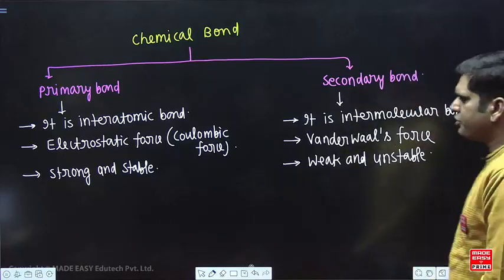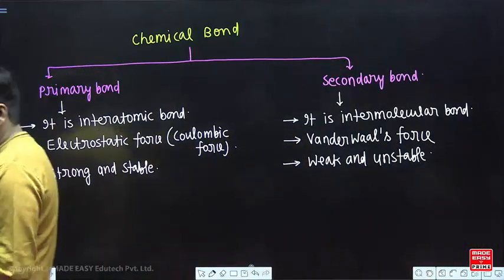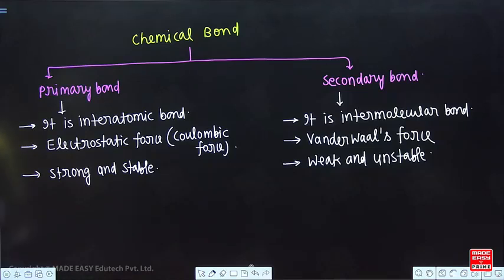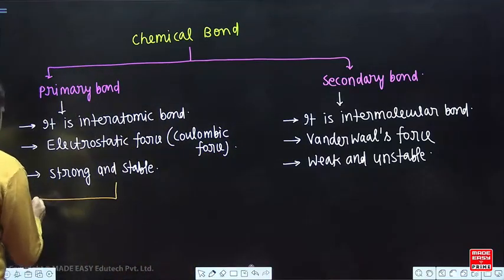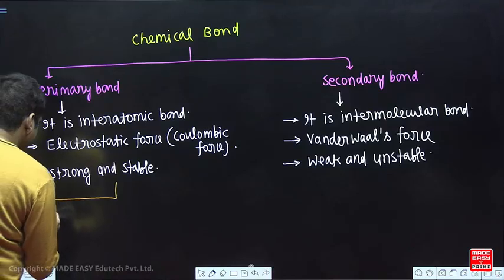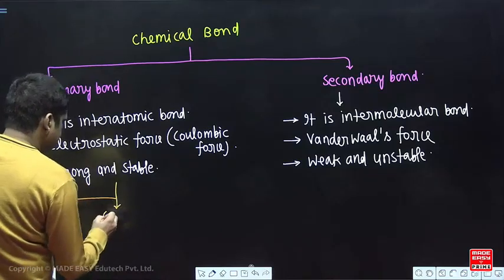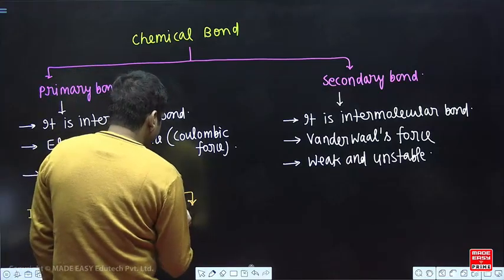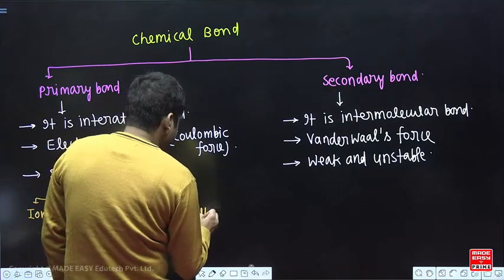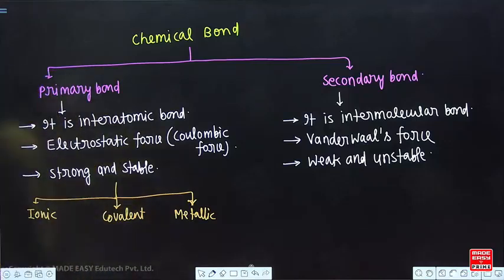Now one by one we will try to study all these bonds. Please note down. We have broadly three kind of primary bonds. They are ionic, covalent and metallic. So we need to study all these three kind of bonds. Similarly, we will be studying three types of secondary bonds also. Please note down.